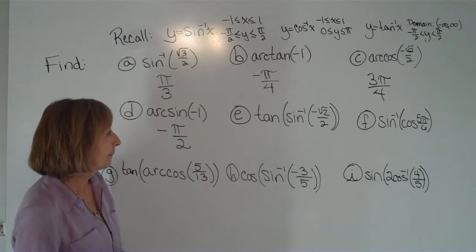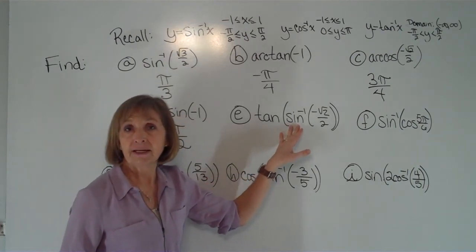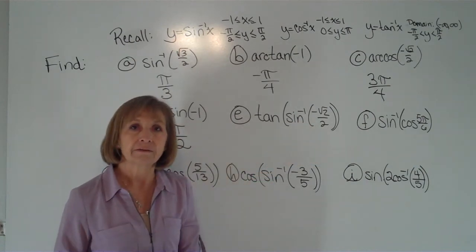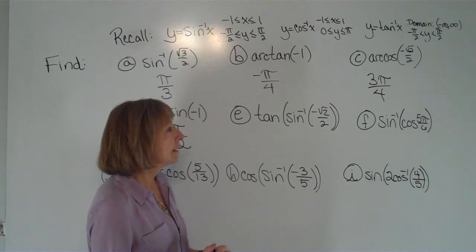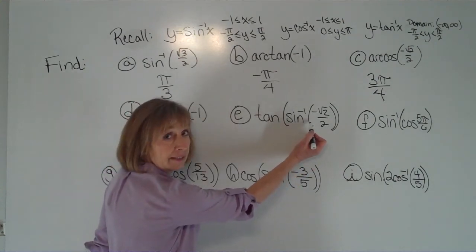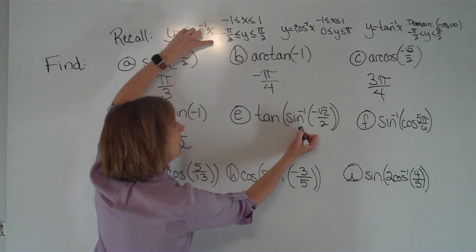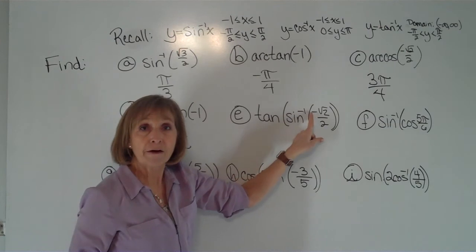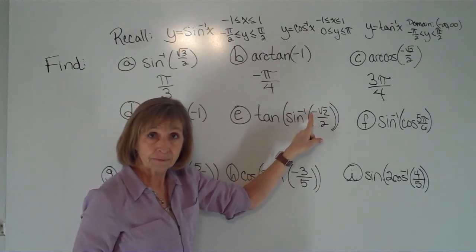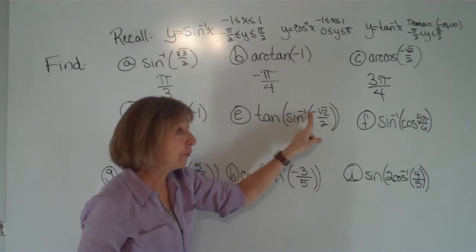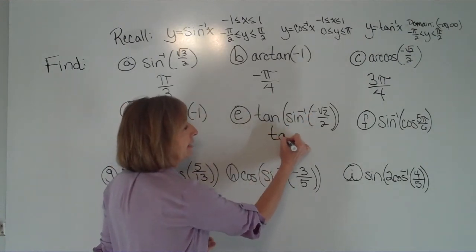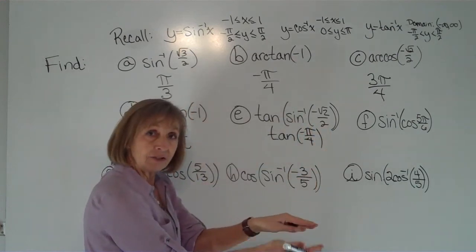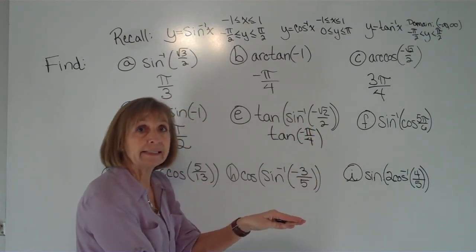Okay, now here's where we start finding the trig function of an inverse trig function, or in other problems, the inverse trig function of a trig function of an angle. So start from the inside out. What angle in the span from -π/2 to π/2 has a sine ratio of -√2/2? Well, that'll be -π/4. And then we're going to take the tangent of -π/4. And the tangent of -π/4 is -1.